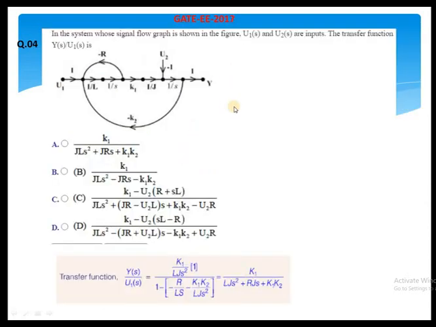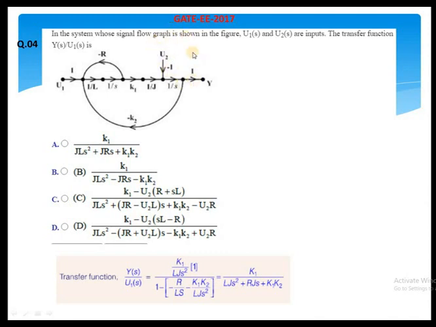And the next question is from GATE paper 2017. What we need to find out is a transfer function. But here they mentioned that there are 2 inputs, U1 and U2, and we need to find out the transfer function Y of S by U1 of S. By considering the input signal U1 of S, we have to find the transfer function. That means indirectly U2 of S is 0.